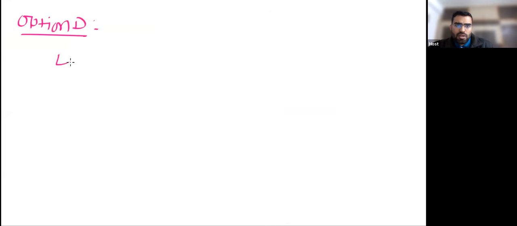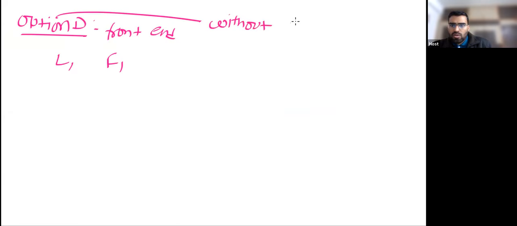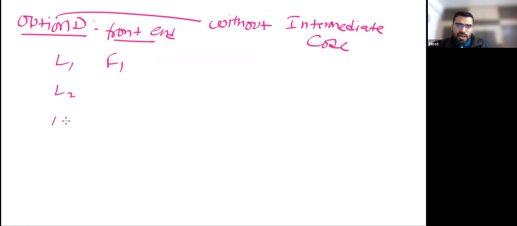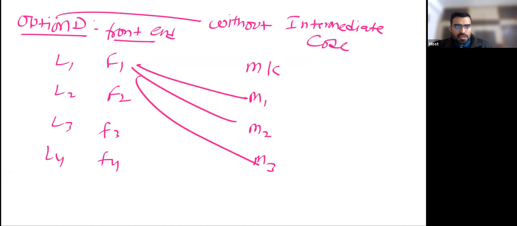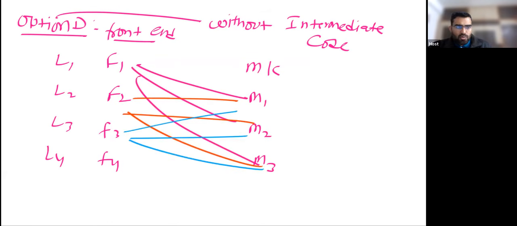For language L1 you have front end F1. These are the front ends. Option D means without intermediate code. So you have L1, L2, L3, L4, with front ends F1, F2, F3, F4. Without intermediate code you can also do it directly, yes or no? Without intermediate code you have to do this. If you don't use intermediate code, this is what you will have to do. Are you getting my point?